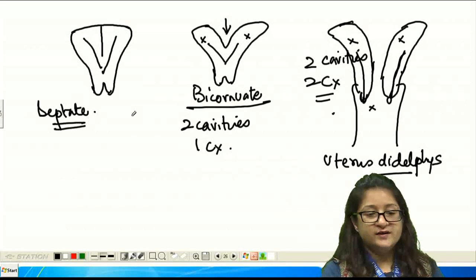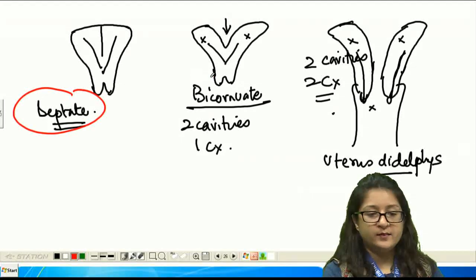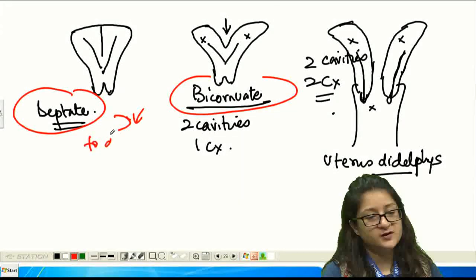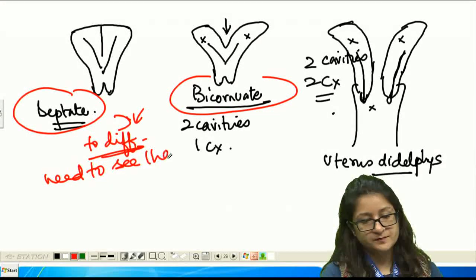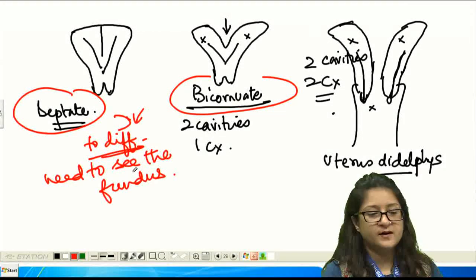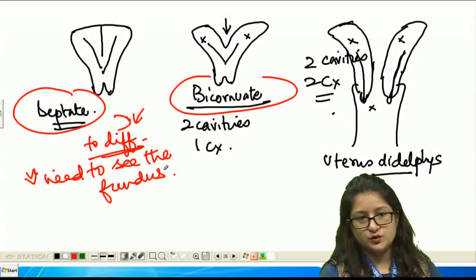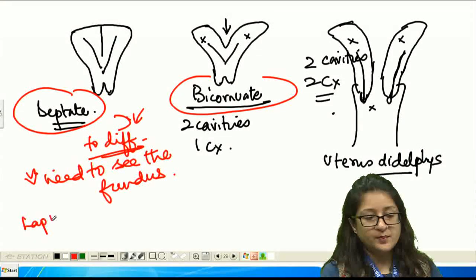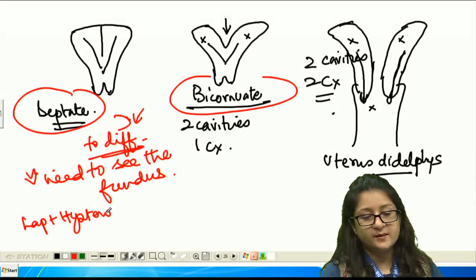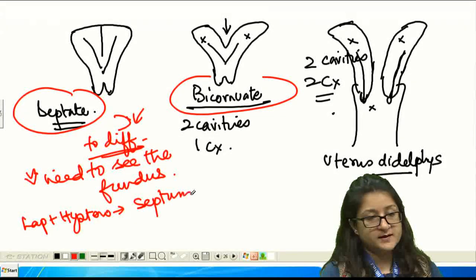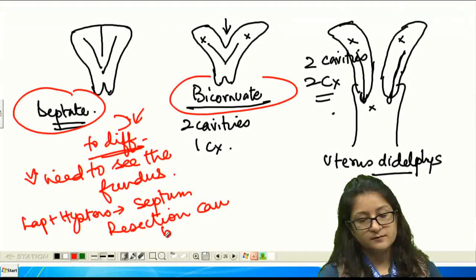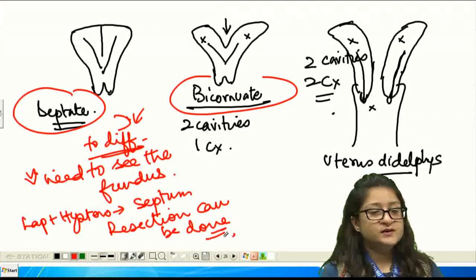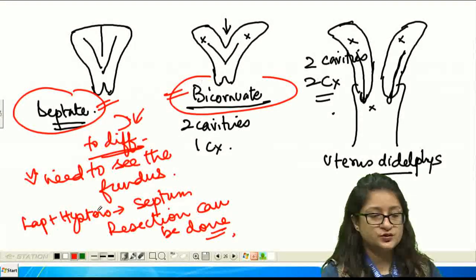But to differentiate between septate and bicornuate, we need to see the fundus, and that is why laparoscopy plus hysteroscopy. And similarly in laparoscopy plus hysteroscopy, what we can do at the same time is septum resection, if it is found that it is a septum. Septum resection can be done in the same sitting. So this is what is important to remember in terms of septate and bicornuate uterus.